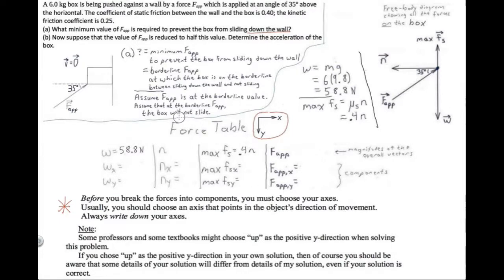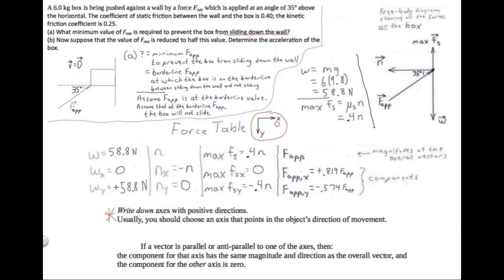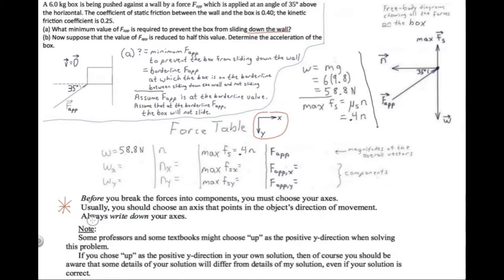In part A, we're assuming that the box is not moving, but the box is on the borderline of sliding down the wall. And furthermore, looking ahead to part B, it turns out that in part B, the box actually will be sliding down the wall. So I will choose down as my positive y-axis for this problem. And I'll choose an x-axis that points to the right. Always write down your axes.